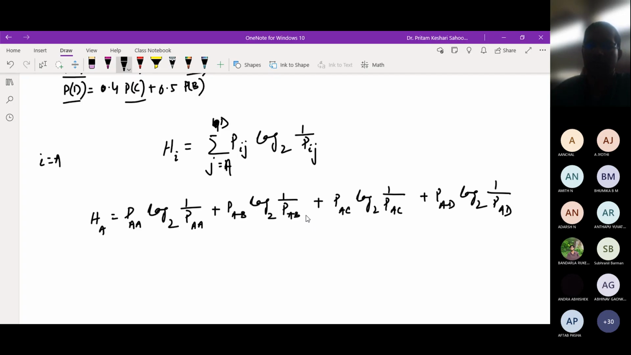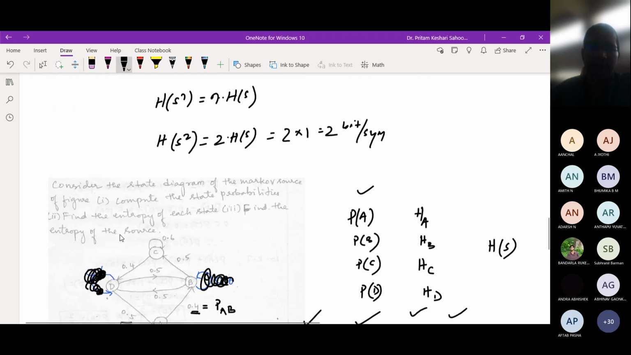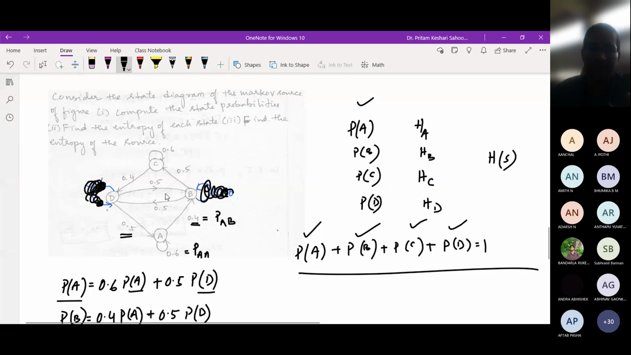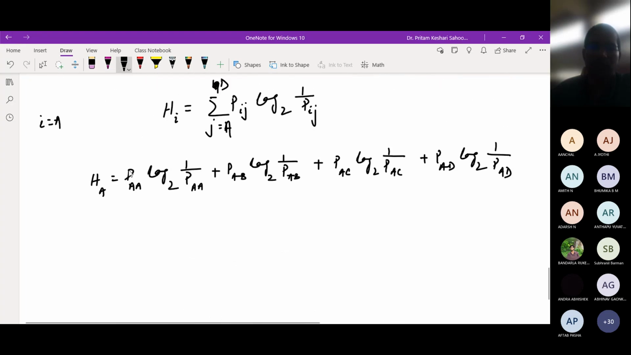Now you see, do we have all the probabilities? So probability of AA, what is the probability? The state A depends on itself, that is PAA. Look at the diagram. Does the state A depend on itself? Yes, it depends on itself. I have also written here PAA 0.6. So the value is known, so this particular term will be known.